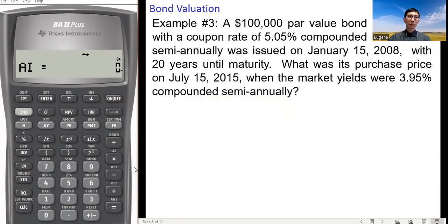The next example. $100,000 par value bond with a coupon rate of 5.05% compounded semi-annually was issued on January the 15th, 2008, with 20 years until maturity. What was its purchase price on July the 15th, 2015, when the market yields were 3.95% compounded semi-annually?